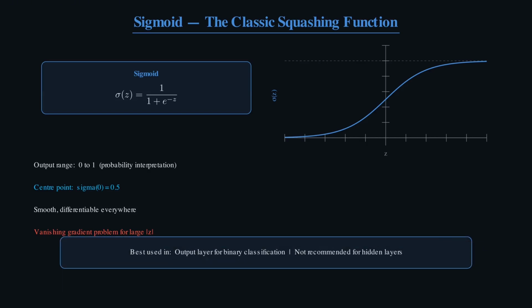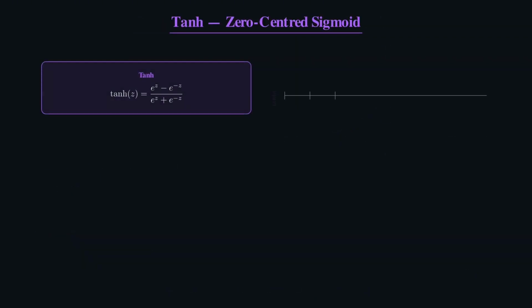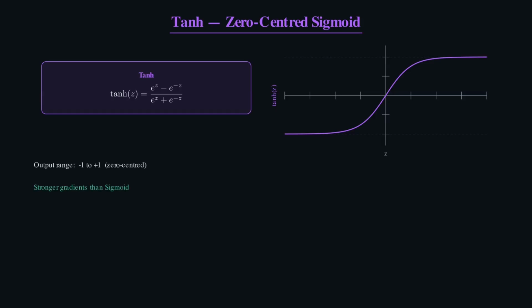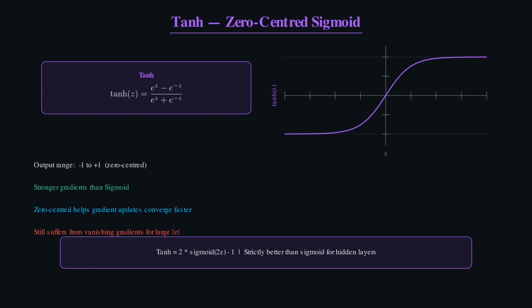Sigmoid squashes any input to a value between 0 and 1, perfect for binary output layers where you need a probability. But in hidden layers it saturates at both ends, gradients vanish, and weights stop updating. This is the vanishing gradient problem, and it's why deep sigmoid networks were nearly untrainable before modern techniques arrived.